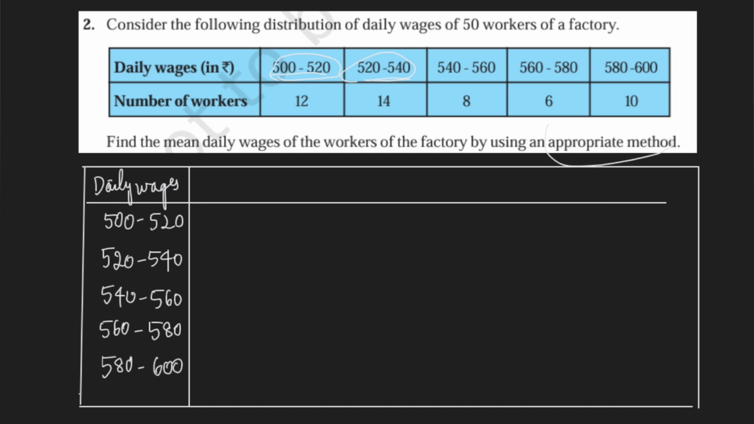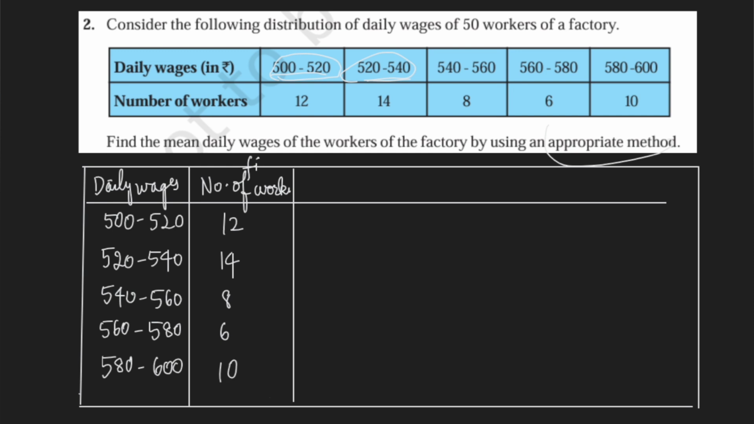The next column will be for the number of workers, the fi's. These are the fi's, the frequencies. So we'll write them. This is 12, 14, 8, 6 and 10.